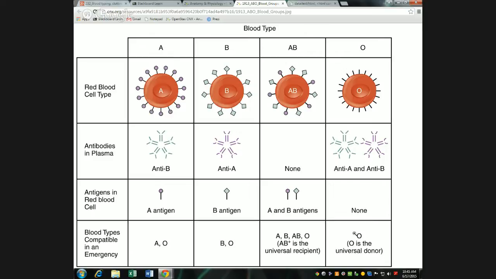So down at the bottom, A positive people can get any A or any O transfusion. A negative people can only get transfusions of A negative or O negative. B, same thing. B negative can only get B negative and O negative transfusions. AB is the same thing. AB can get any of the ABO blood types, but if it's AB negative, then they have to get a negative blood type transfusion. And O, same way.